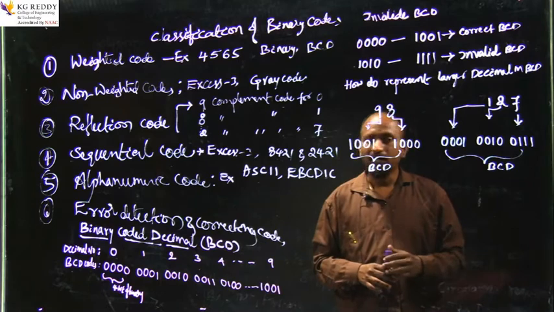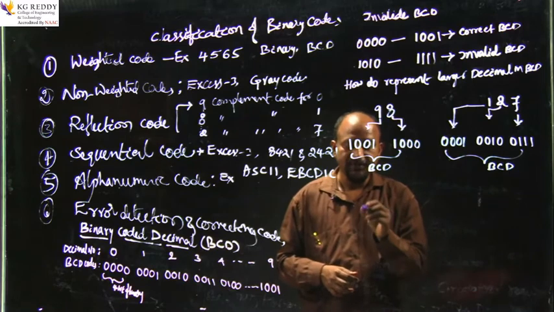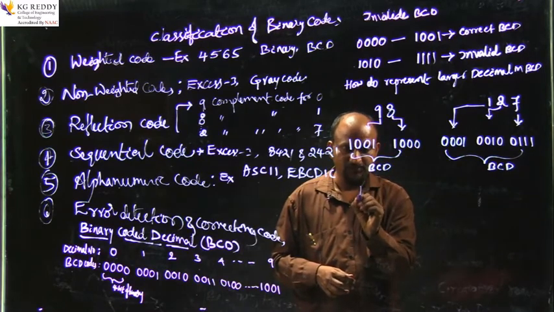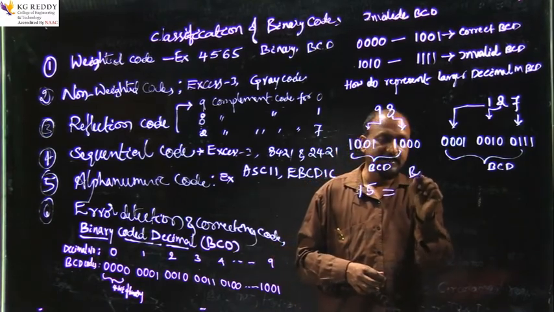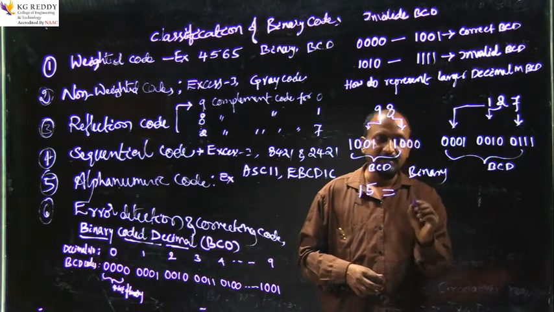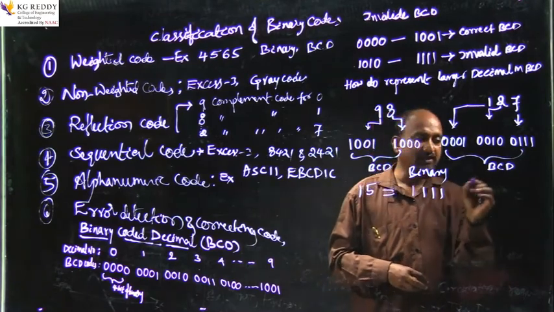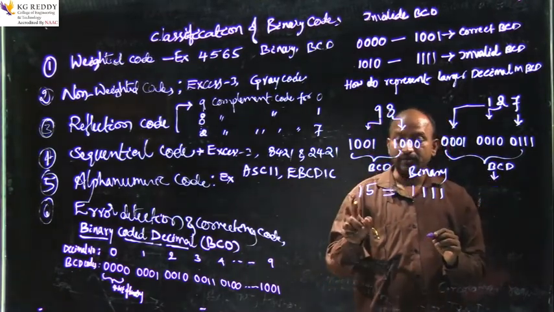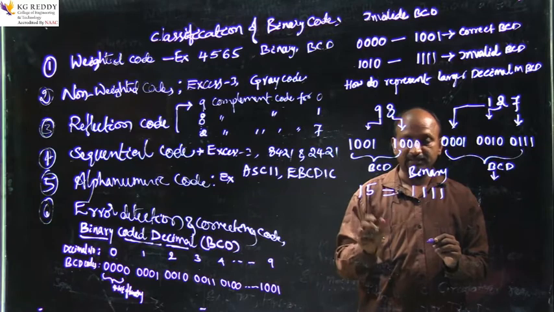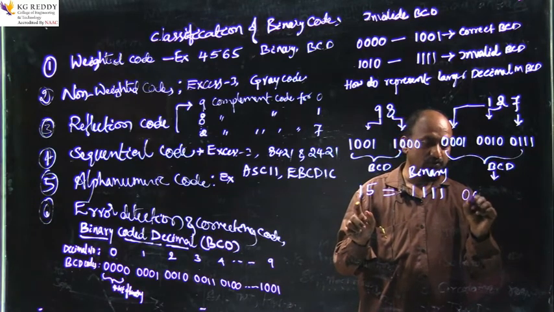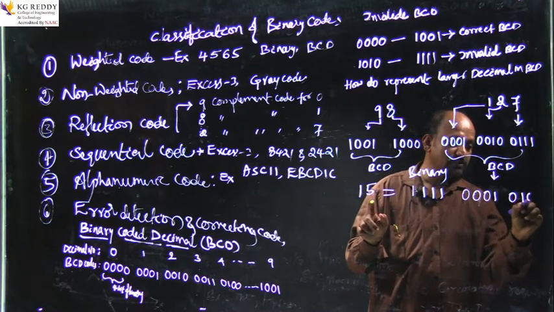Coming to the drawback, take the example of representing 15. What is 15 in binary? 15 in binary is 1 1 1 1. If you take BCD, as I told you, each digit in the decimal should be expressed in a set of 4 bits. That means 1 can be 0 0 0 1 and 5 can be 0 1 0 1.